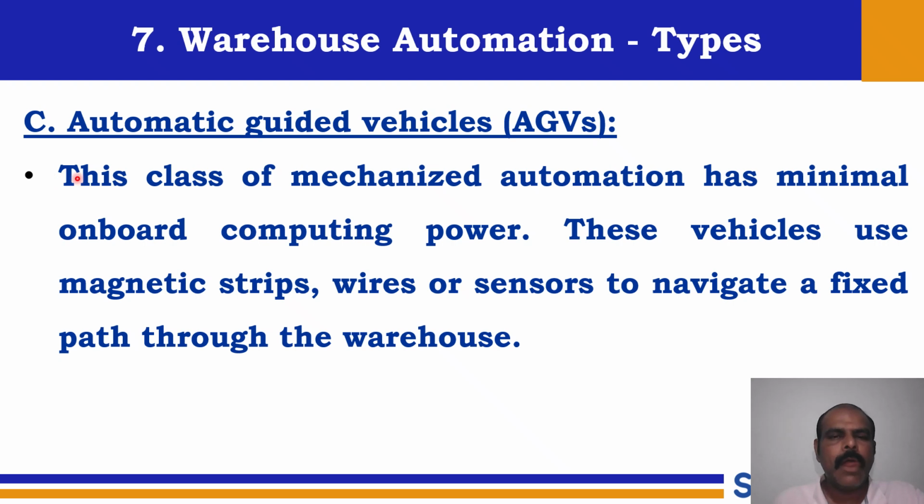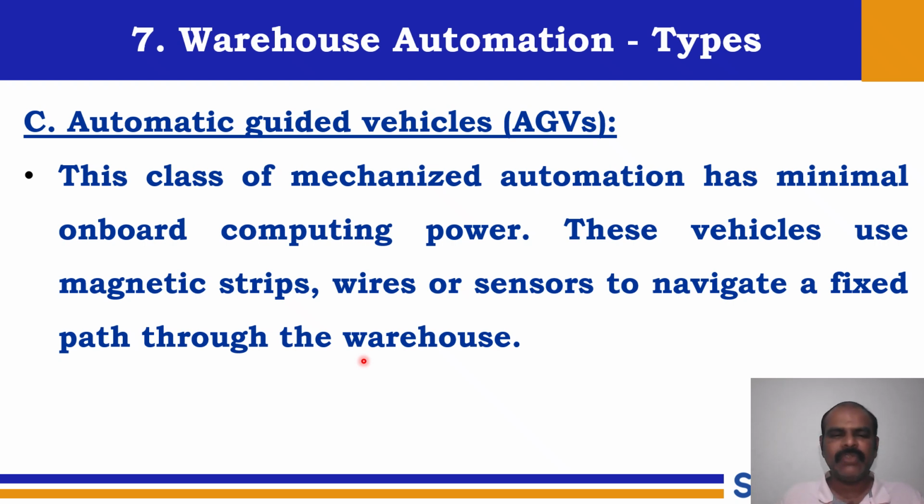The next one, automatic guided vehicles, in short called AGVs. This class of mechanized automation has minimal onboard computing power. These vehicles use magnetic strips, wires or sensors to navigate a fixed path through the warehouse. So what is this AGV? Earlier we saw various other things, and now this particular thing is going to be a simple vehicle. It is going to get some sort of guidance.